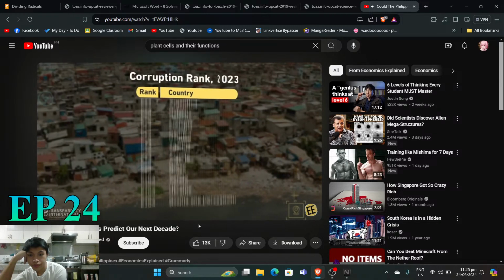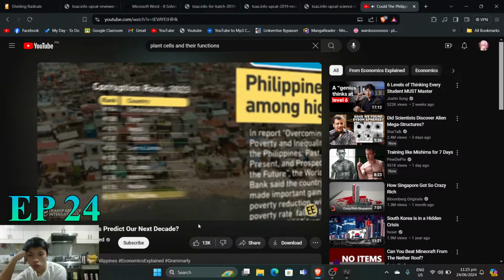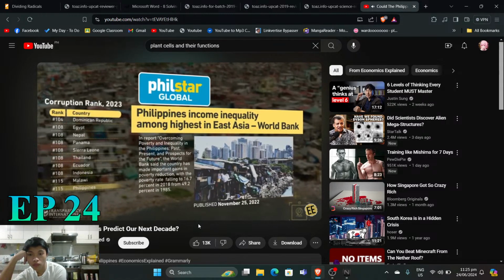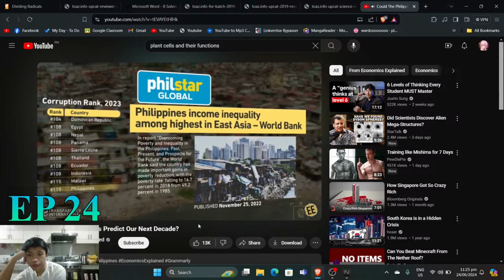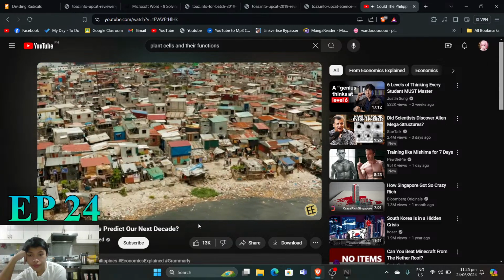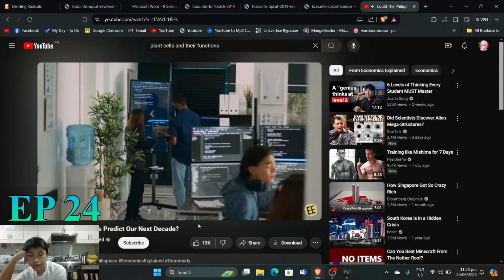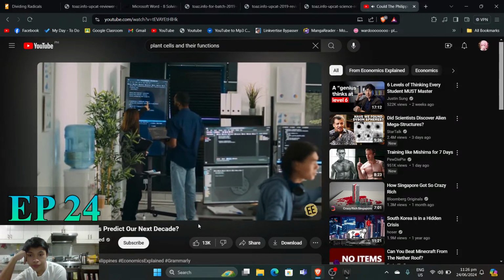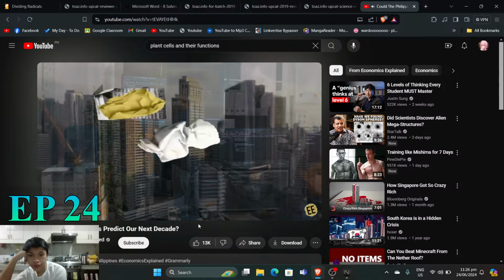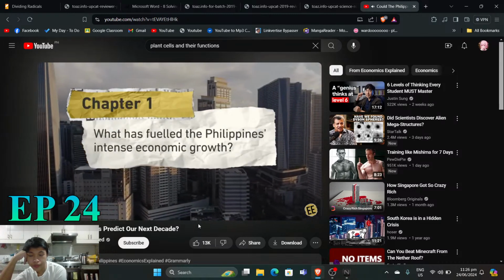Beyond that, ongoing issues like corruption, an uncertain political landscape, and one of the most crushing forms of inequality a country can have are all immediate challenges that will need to be addressed. It's a lot. And that's before considering that the country's most promising industry may be rendered completely irrelevant by technological developments happening right now. So, what has fueled the Philippines' intense economic growth?